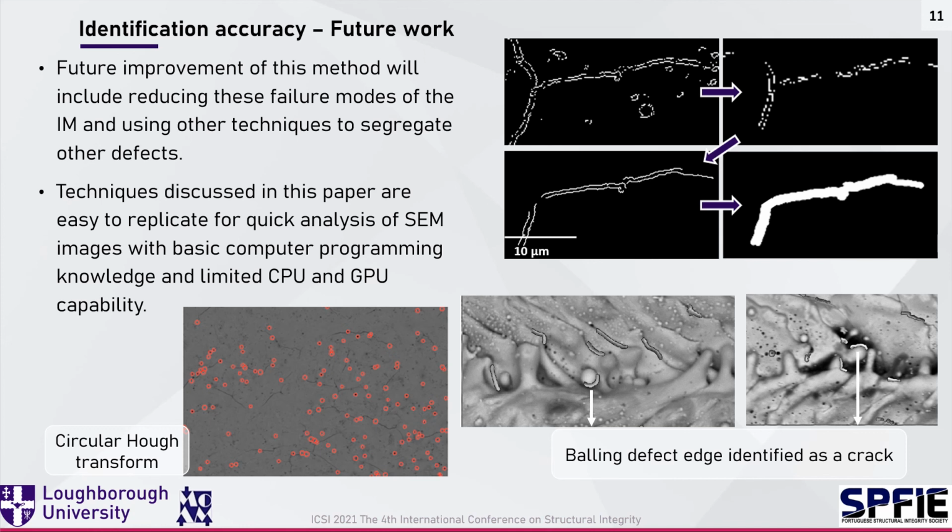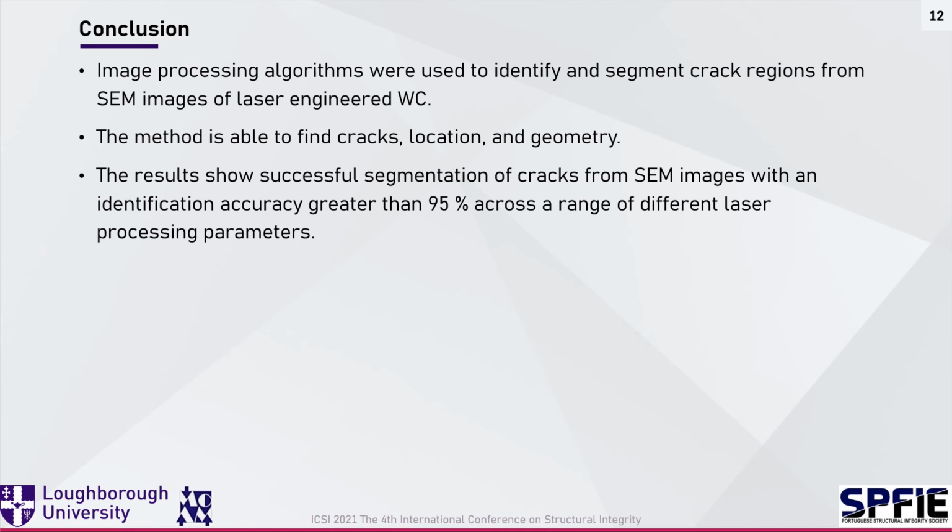The image processing techniques discussed in this presentation are very simple to replicate and use and are fast to compute. They do not require significant computational demand. The method is able to find cracks, their location, and geometry. The results show successful segmentation of cracks from SEM images with an identification accuracy greater than 95% across a range of different laser processing parameters. The achieved result shows that this process can be used for the characterization of SEM images.